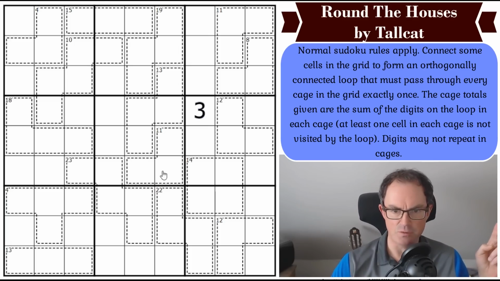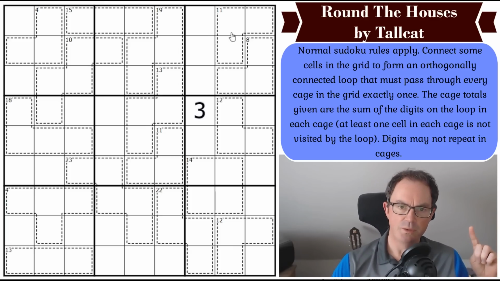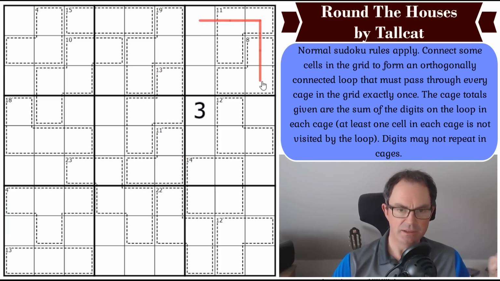So let's go back to loop. Do I want orange loop today or black loop? Red loop. Might have red loop. I'm going to have red loop today. And what we're told is that we're always going to have to leave one cell in each cage at least unlooped.